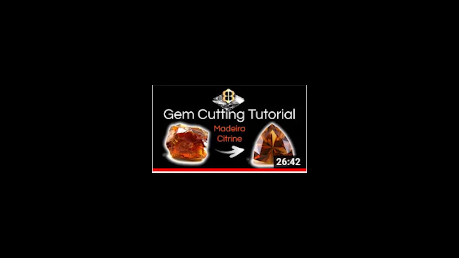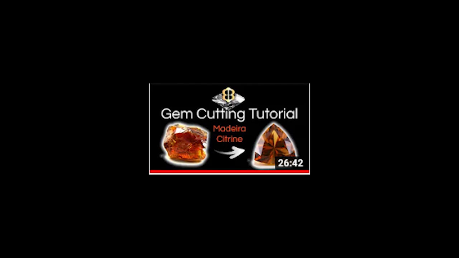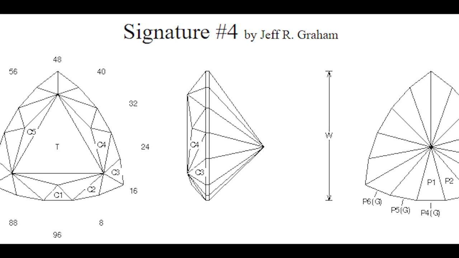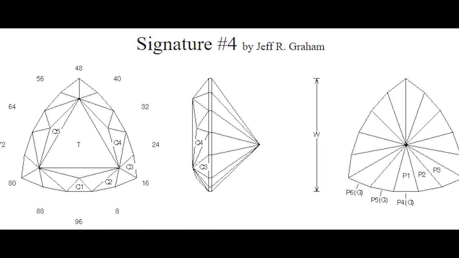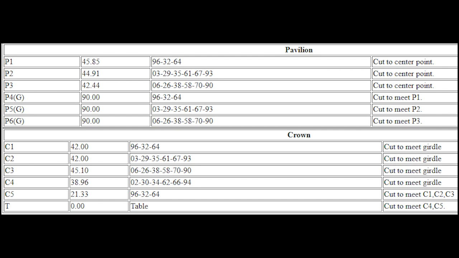So let's use this design to learn about mirror and to recreate this design in a GCS format for future use. Here's a paper copy or PDF of how this design should look once it's cut. The PDF instructions for cutting this design are shown here. And as you can see, there's a total of 55 facets in 12 lines of instruction. So let's put my PDF copy of Signature Number 4 into GCS.